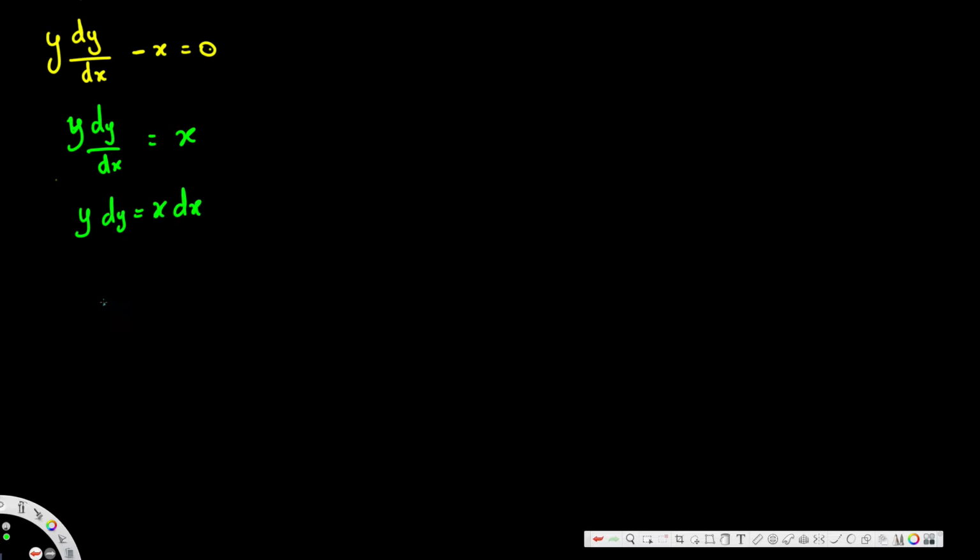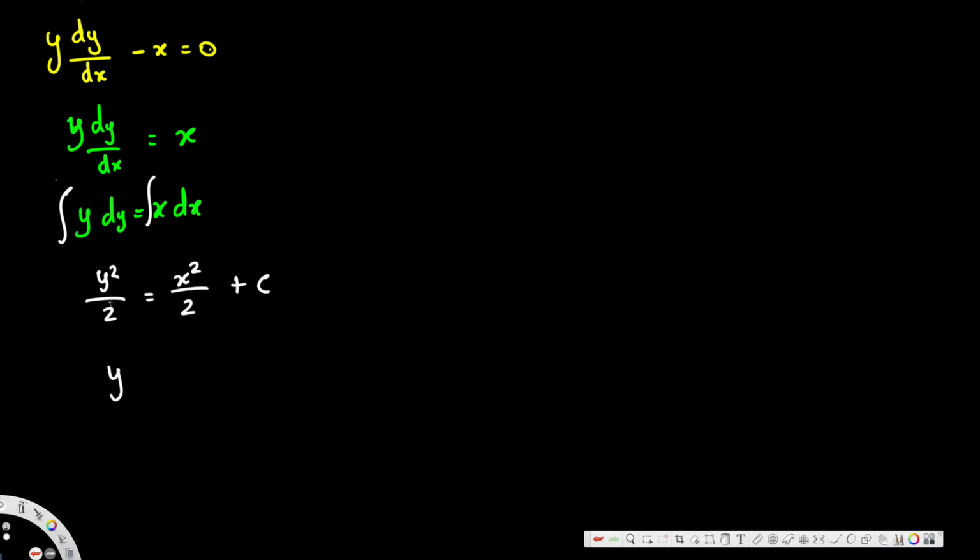Now after we separate, we have to integrate both sides. If we integrate this one, that's going to be y squared divided by 2, and here this is going to be x squared divided by 2. At the end we can add a constant. For each one we can add a constant, but we can combine these two constants together and write it as another constant. So that's C.